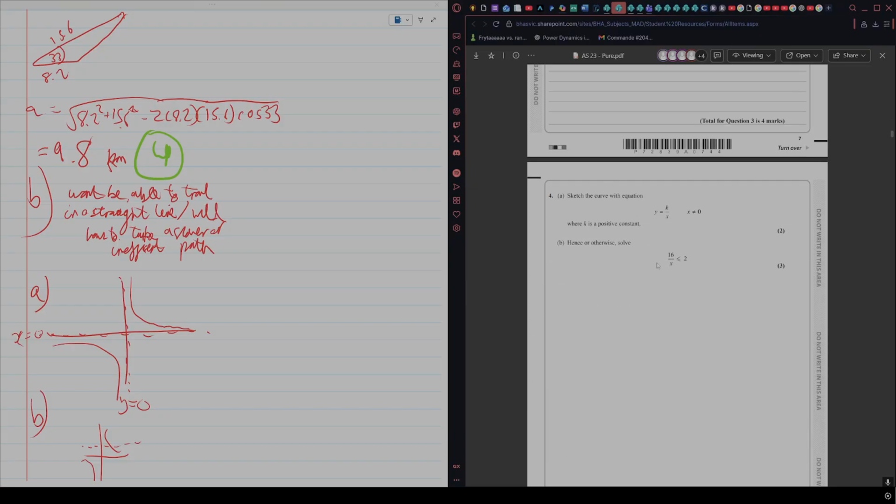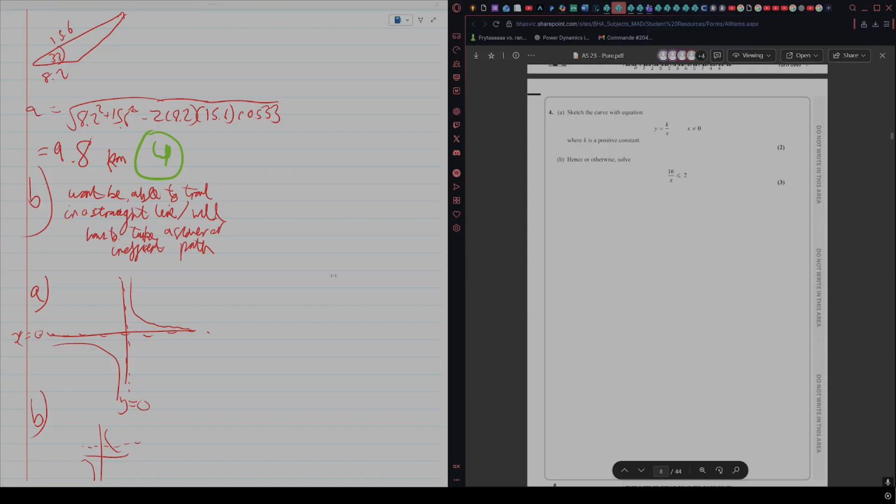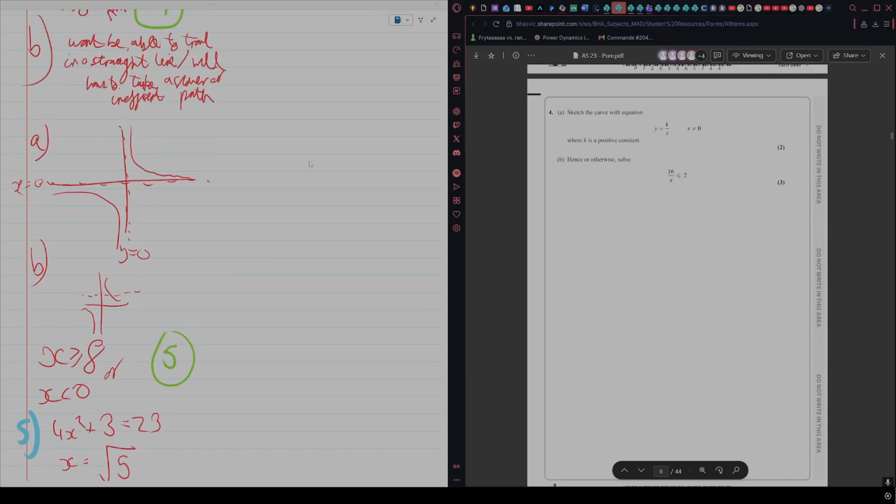Next question, this is a weird question. It gives you a lot of space to sketch the graph. You just sketch the graph here. It's really not that interesting. You sketch the asymptotes, just because I was being careful with it.